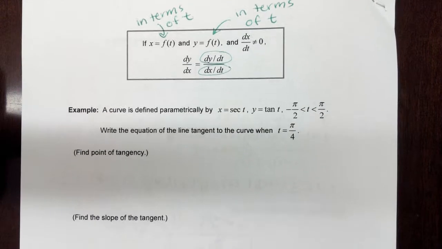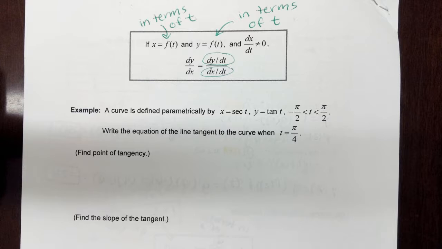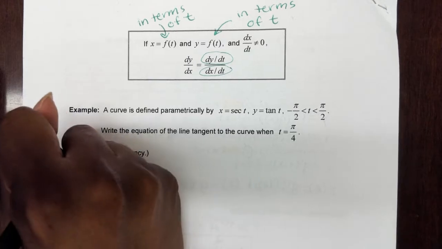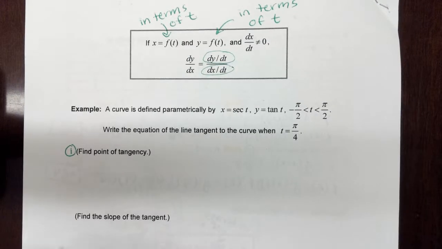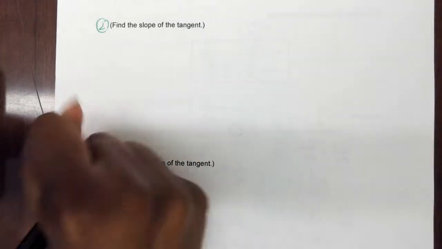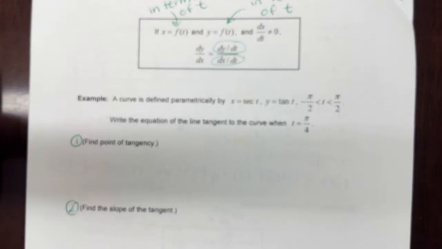So for this example, I've broken down the steps on how to write the equation of the line tangent to the curve when we have a function defined parametrically. So the first step would be to find the point of tangency. The second step is to find the slope of that tangent. And then the third step is to write our final equation of the tangent. So first thing we want to do is find the point of tangency.